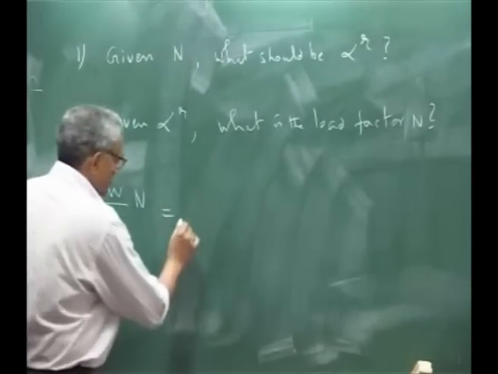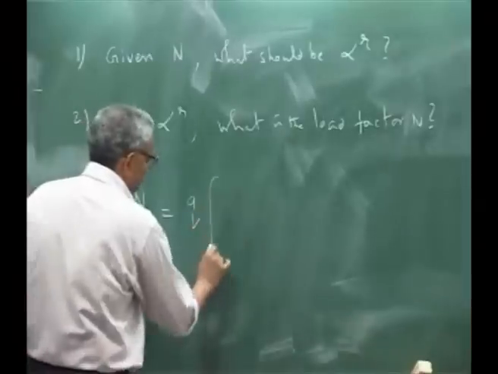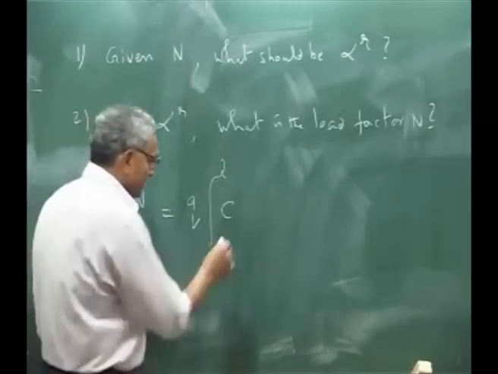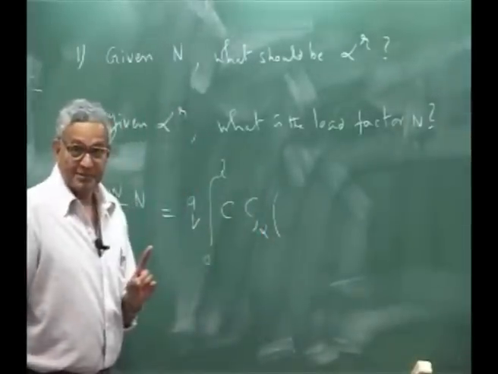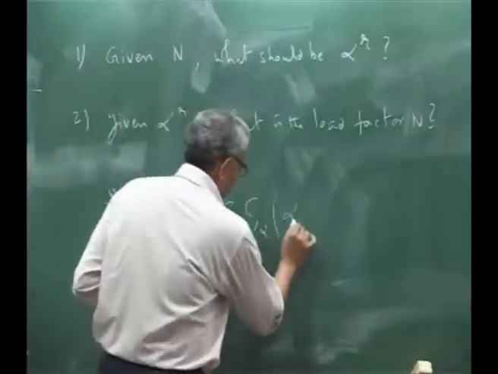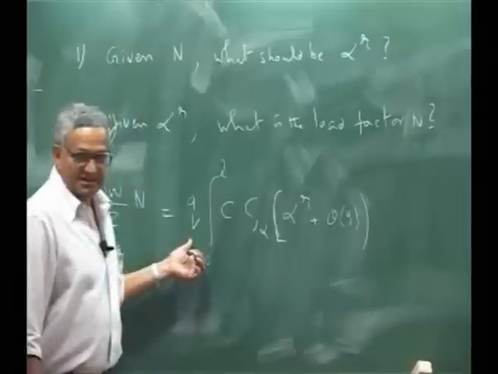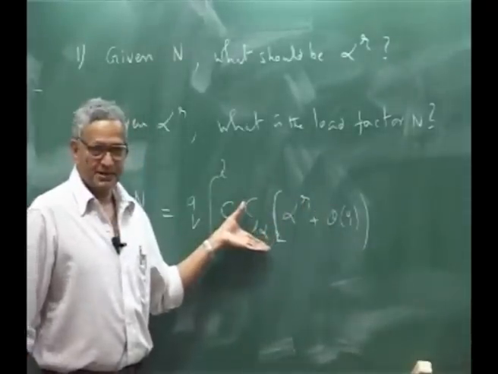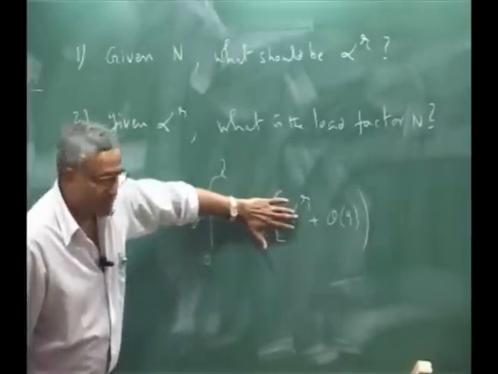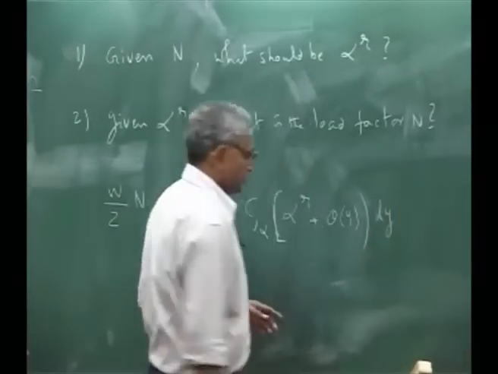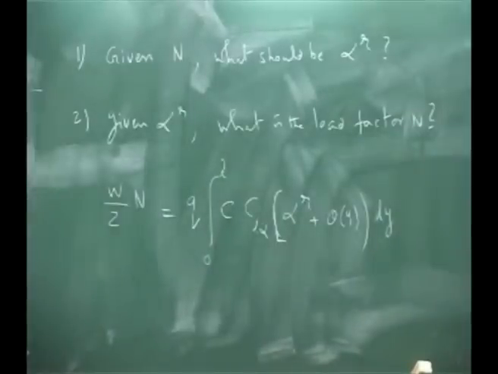This must be equal to Q, which is the dynamic pressure, into the integral from 0 to L, chord, then CL alpha times alpha R plus theta Y, plus theta, which is a function of Y. So dynamic pressure, chord, lift coefficient. Now the lift coefficient has two parts. One is the rigid part and the other one is due to the elastic twist part into dy. Now what you have to do is substitute the theta y here.